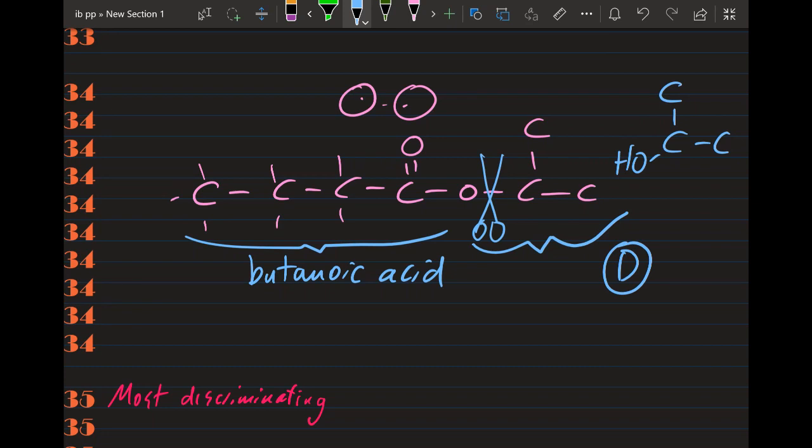34D. So when I put the cut here, I put the water back in. So there's an H from the water, and there's an OH from the water. So when you react an acid with an alcohol, the water comes off. And when you try and work out what happened, I put the water back on again.